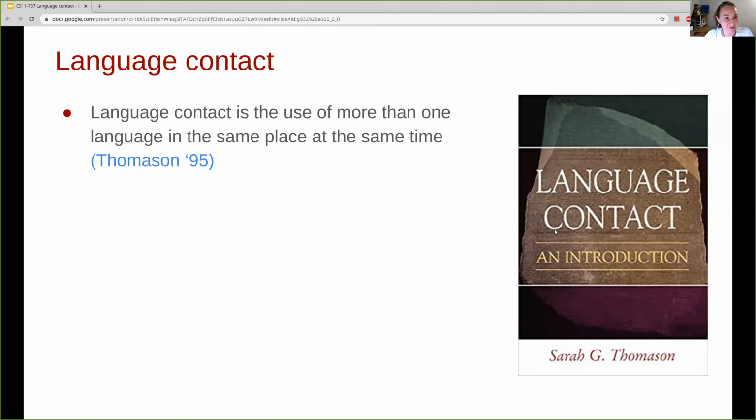If you find yourself particularly interested in the linguistic aspects of what I will be talking about, you can read this introductory book by Sarah Thomason on language contact. She describes language contact simply as the use of more than one language in the same place at the same time. Language contact requires contact between speakers of different languages and does not require multilingualism or bilingualism or fluency in those languages.